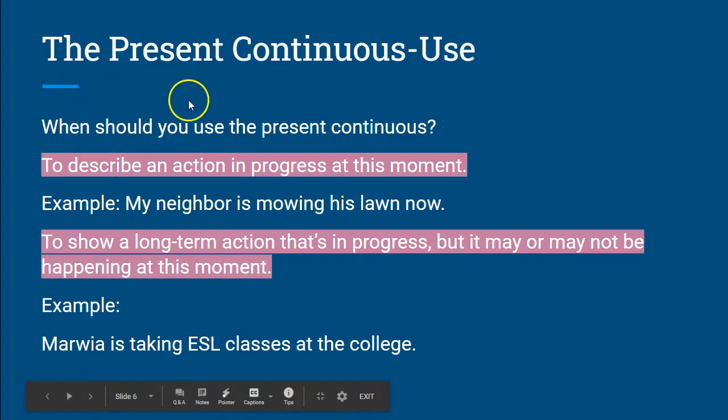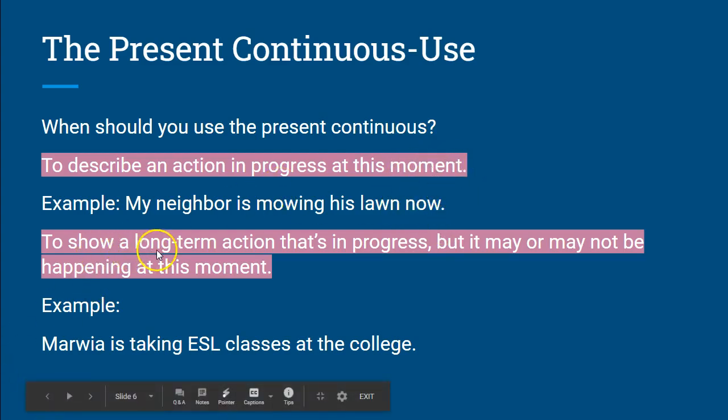Okay, so when do we use present continuous? Well, you should use present continuous when you want to describe an action in progress at this moment. For example, my neighbor is mowing his lawn now. So we'll see words like now or right now in these types of sentences.